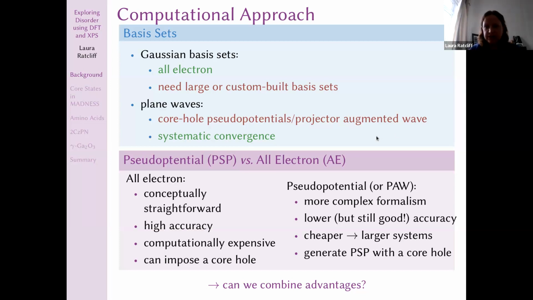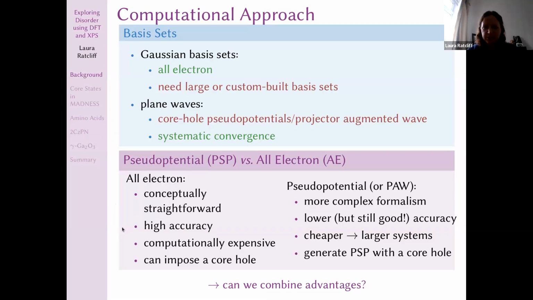But on the other hand, we have the advantage that everything converges systematically. So we can just increase our basis set cutoff and we get more accurate results. So we don't need to worry too much about custom building basis sets to treat the core states. As I mentioned, with these two approaches, we have a slight difference in the way we treat the core electrons. In the all electron case, this is conceptually straightforward, easy to understand.